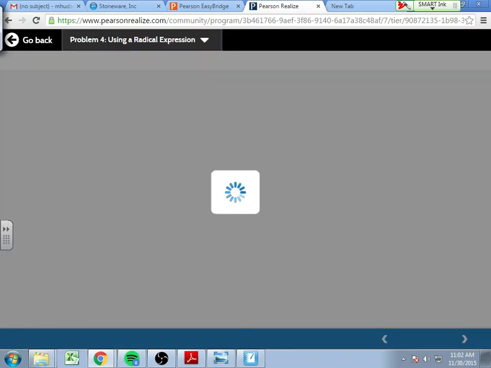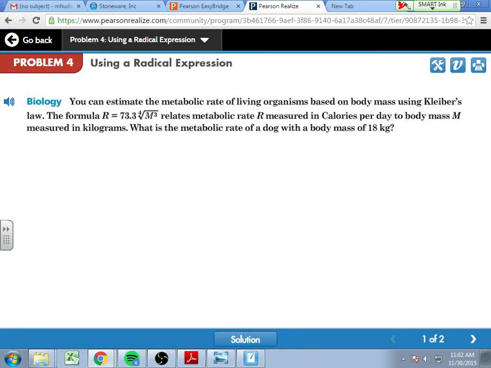And now, where this matters, you can estimate the metabolic rate of living organisms based on body mass using Kleiber's law. Metabolic rate is like how fast you process food or nutrients. The formula R equals 73.3 times the 4th root of m cubed relates metabolic rate R measured in calories per day to body mass M measured in kilograms.